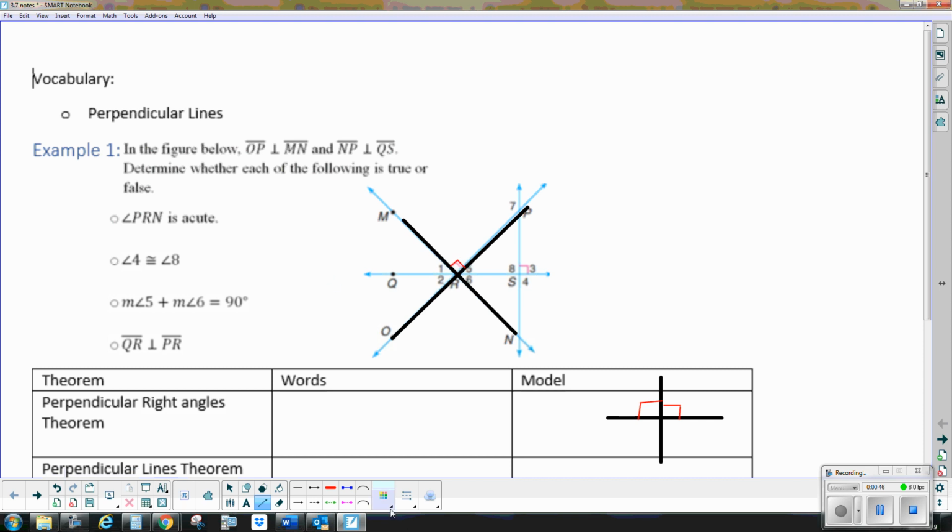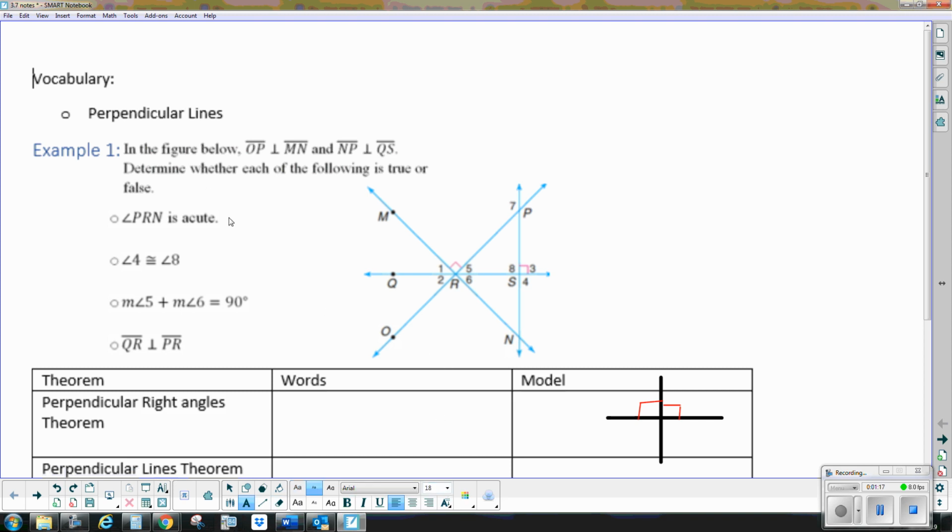And then the second set of lines says that NP is perpendicular to QS. So here's NP that is perpendicular to QS. And again, you can see right here that it's already marked perpendicular. So we're going to answer these questions as to whether they're true or false based on our diagram.